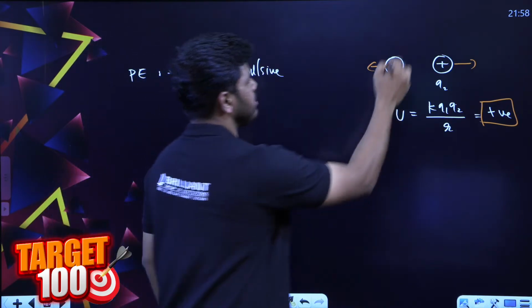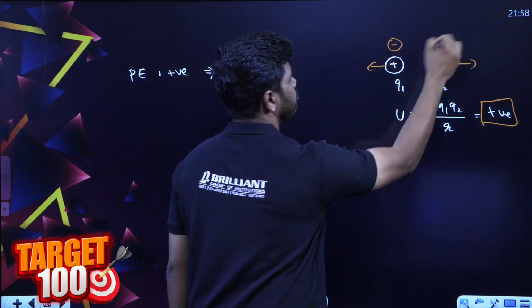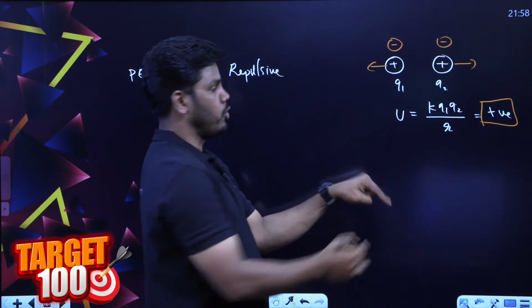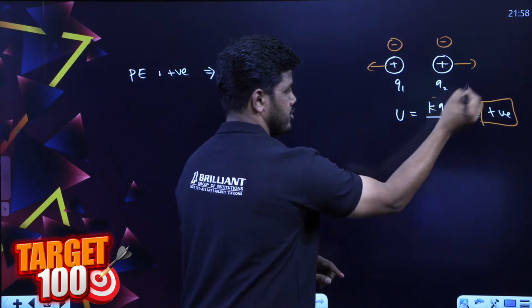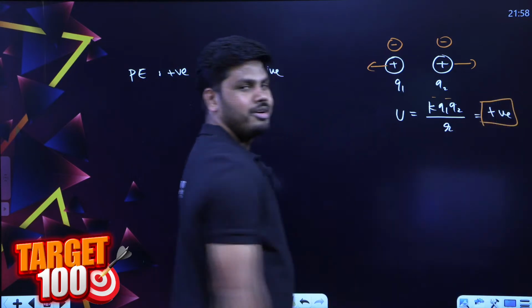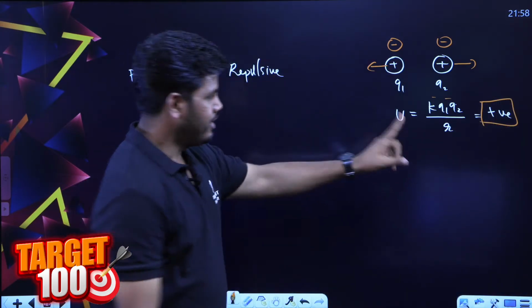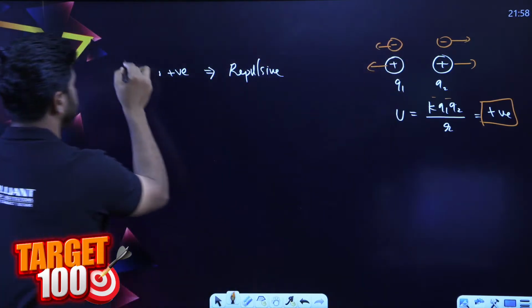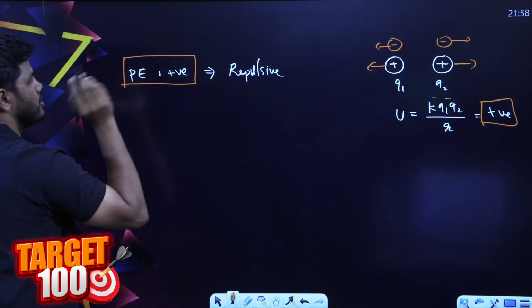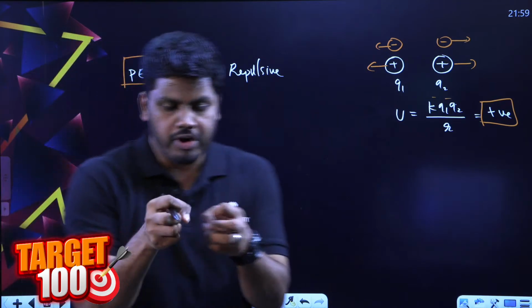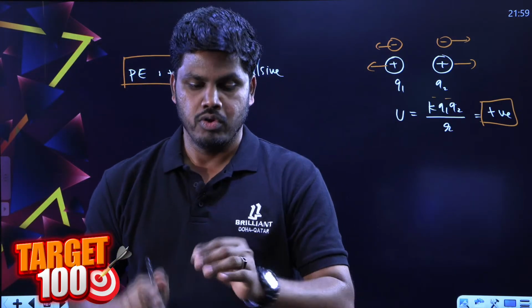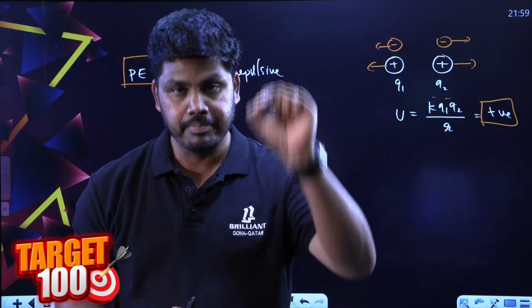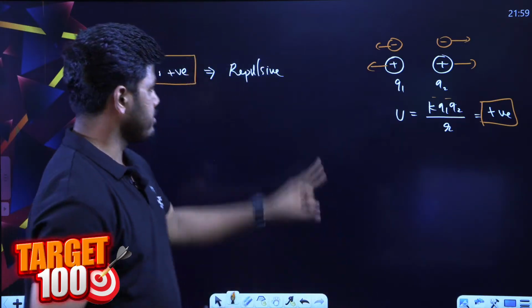Now, what happens if both of them are negative? If both charges are negative, minus Q1 times minus Q2 becomes positive again, right? So again, the force will be repulsive. So whenever the potential energy of a two-body system is positive, remember, the force operating between them is repulsive. Okay?